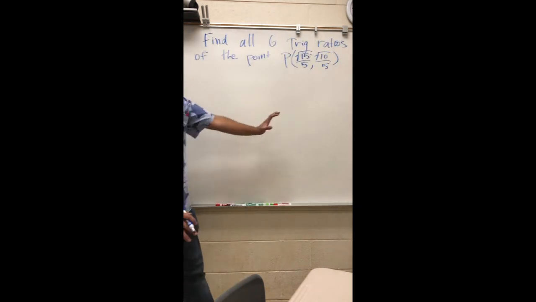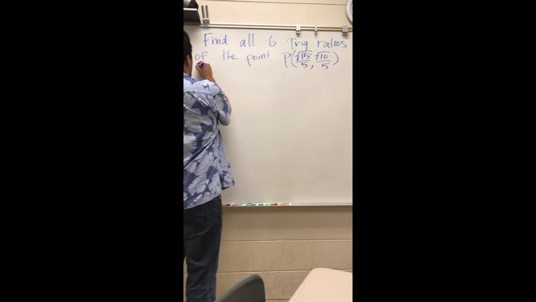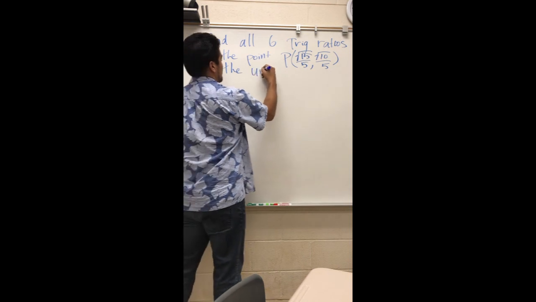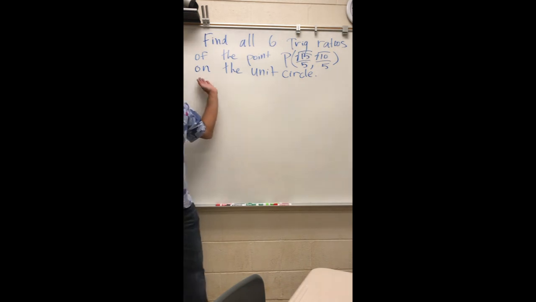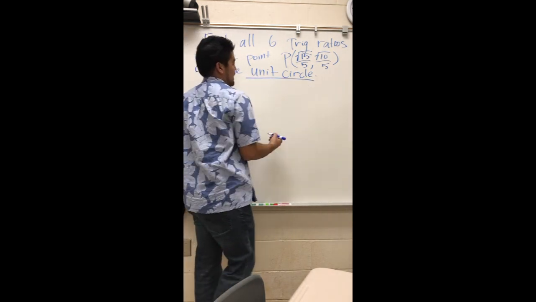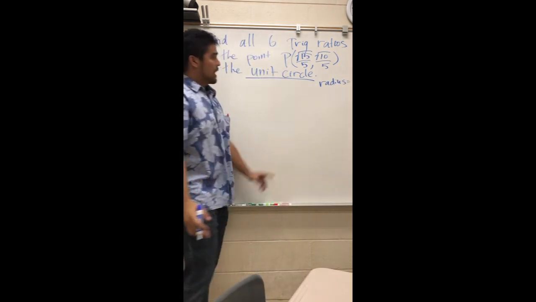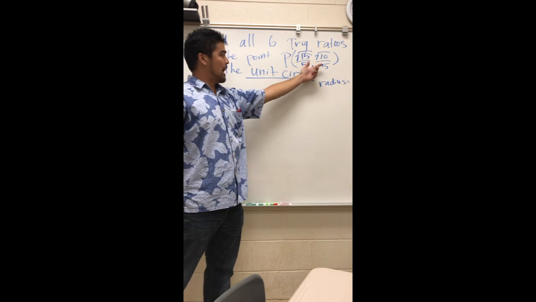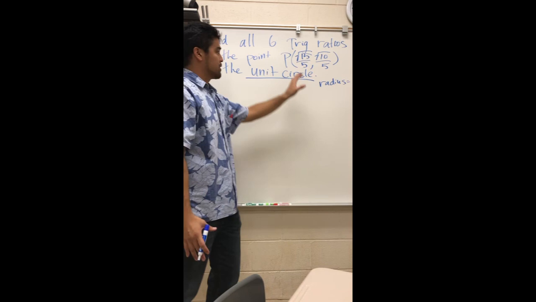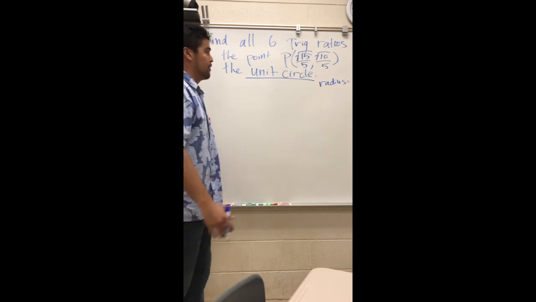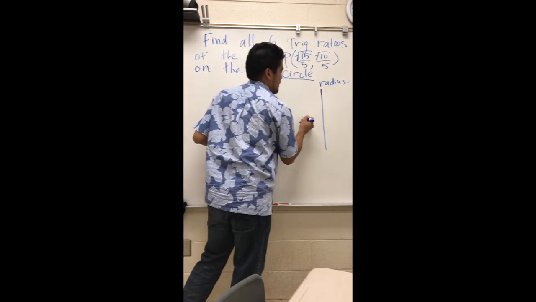Now because we know that this point P is on the unit circle, the radius is equal to 1. This is on the unit circle, and x is positive, y is positive. That means we're going to be in the first quadrant, of course. Positive, first quadrant, like you all know. So let's try and draw it and see how it looks.